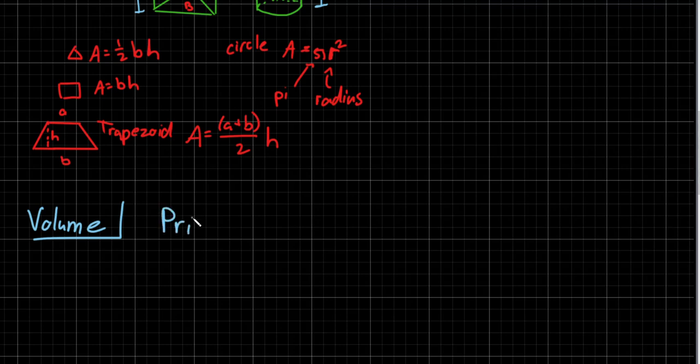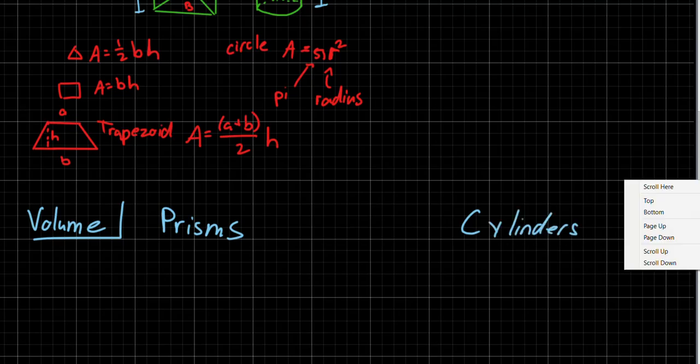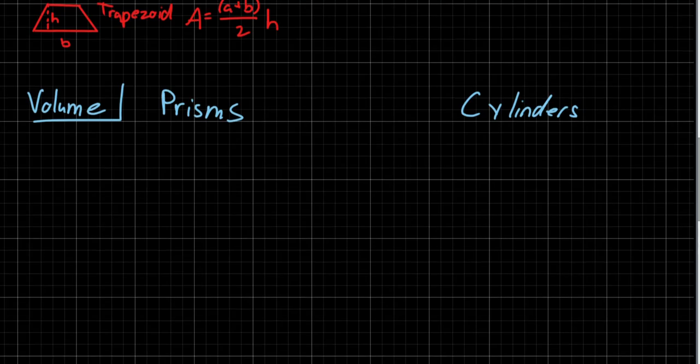Prisms and cylinders. So we gotta sketch them again. I'm gonna start off my prism being a rectangular prism for now. I'm gonna make it short.